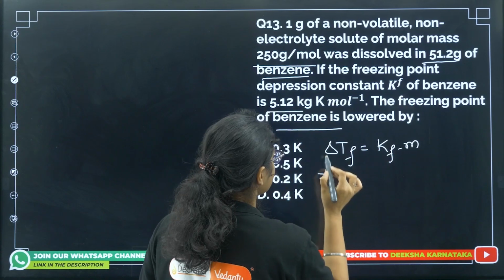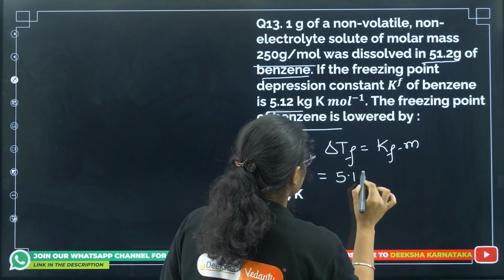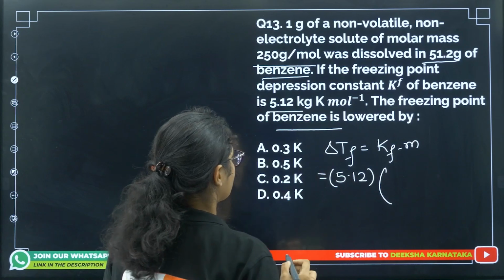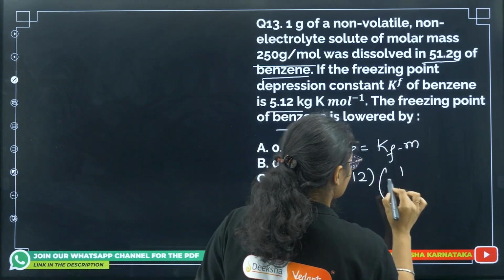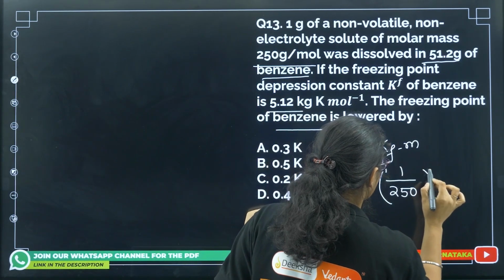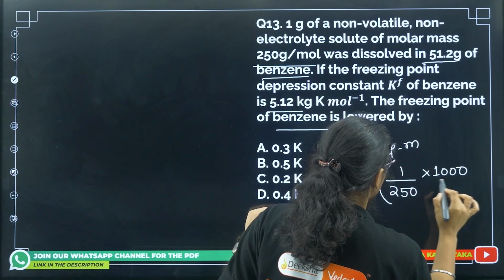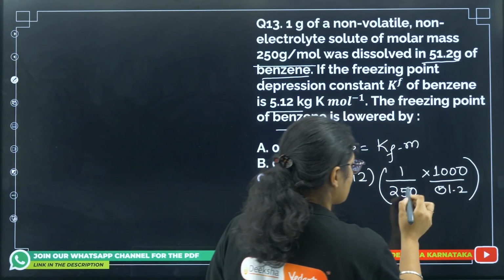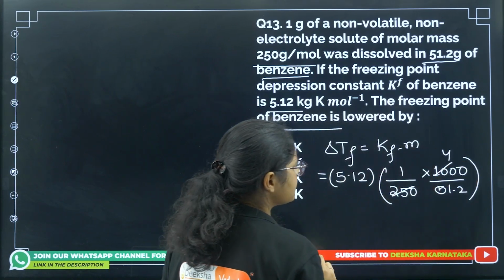Okay, let us substitute the values. Kf is 5.12, right? Molality is given mass by molar mass. So I'll write given mass is 1 gram, molar mass is 250, into 1000 by mass of the solvent, which is 51.2. Okay, so now if I solve this, I'll get 4.